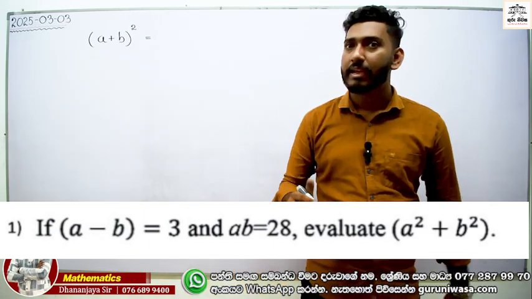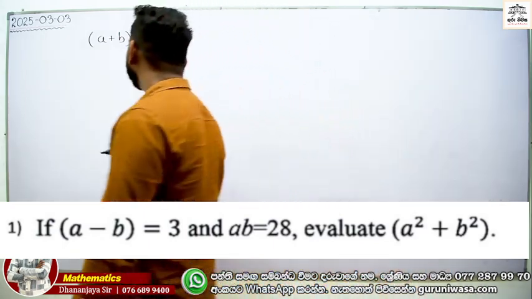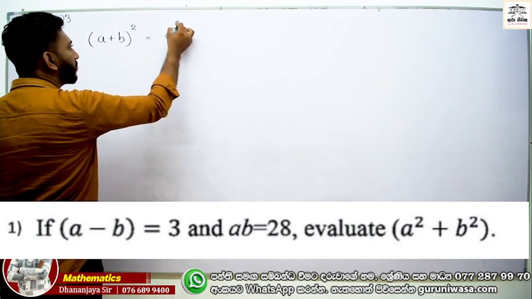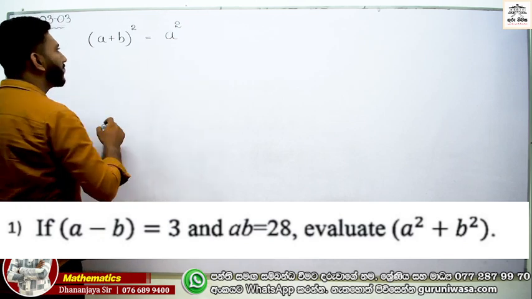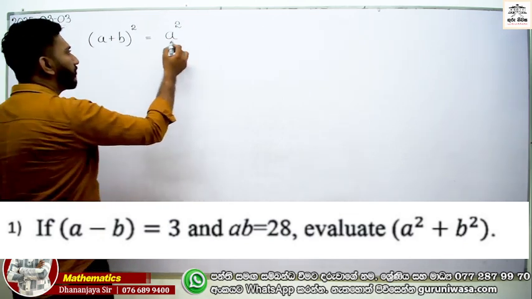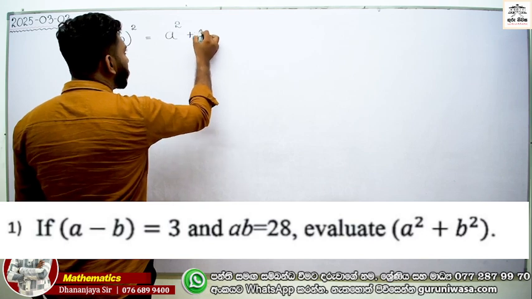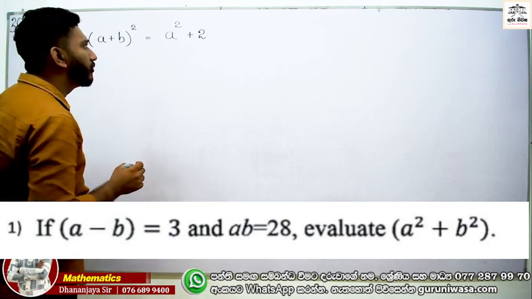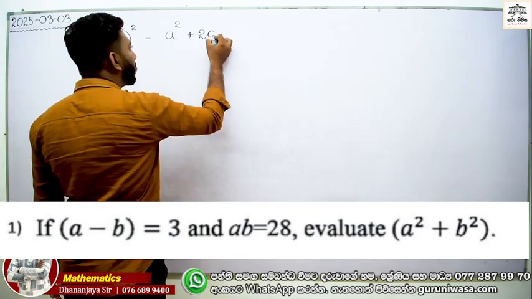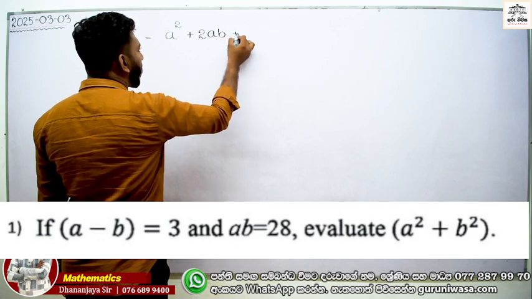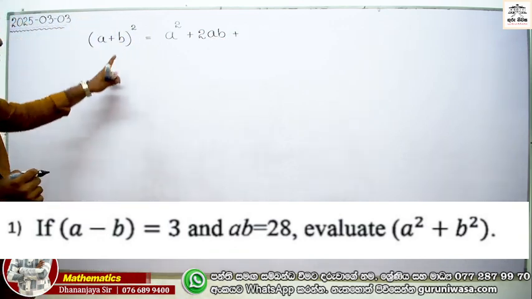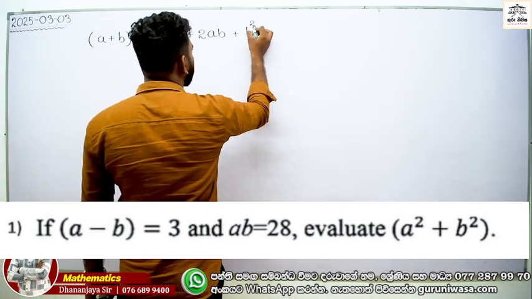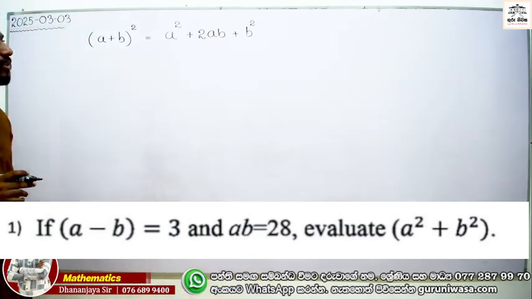Square of the first term becomes a to the power of 2. Both signs are plus, therefore the middle one becomes plus 2 times a times b, 2ab. And plus the square of the second term, b to the power of 2. And this is the expansion of a plus b.